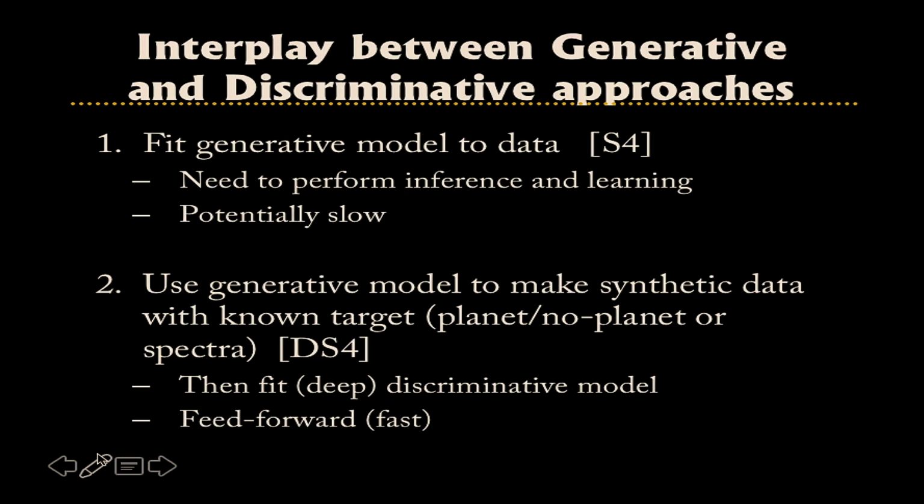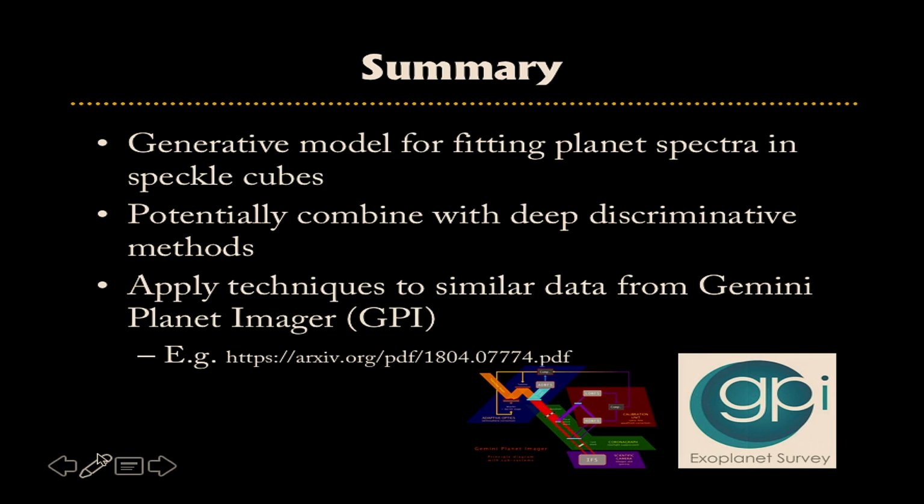Okay, just to summarize, I talked a little bit here about a generative model for fitting planet spectra with spectral cubes. I think what was interesting about it was that you were doing this joint fit of things, and I haven't seen that done in the other methods people use for looking at exoplanet data. And as I've been saying, there are very interesting ways you could combine generative modeling with some deep discriminative approach as well. And from a practical astronomical point of view, I think it would be interesting to try these techniques on some of the new data that's come out.